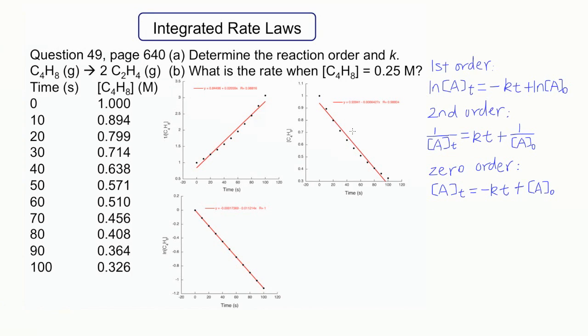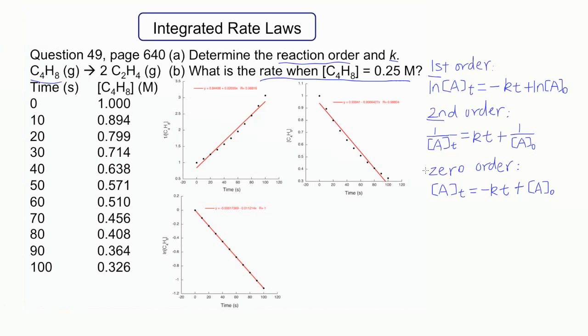Alright folks, this video is about the last practice problem we have in chapter 13. It's slide number 32. Let's take a look at this problem. It's asking you to determine the reaction order and the rate constant for this decomposition reaction of C4H8. And then it asks you about the rate when the concentration of C4H8 is 0.25 mole per liter.